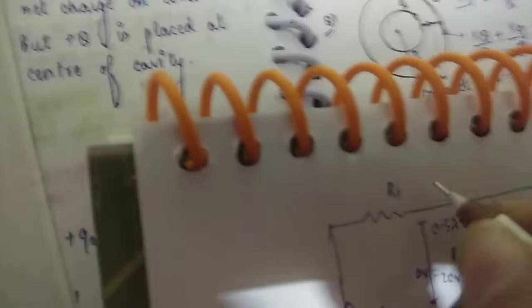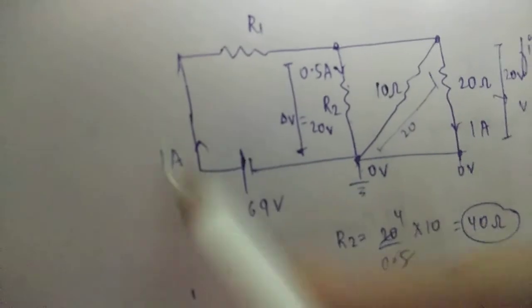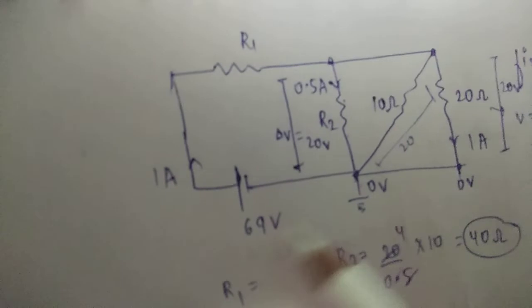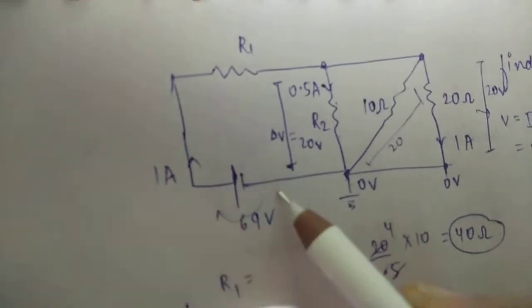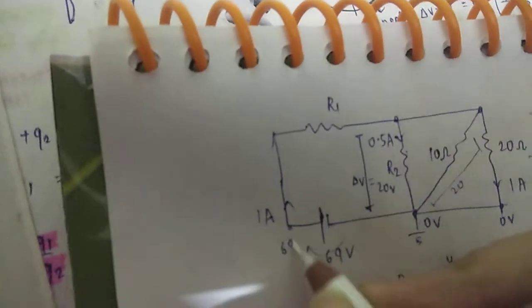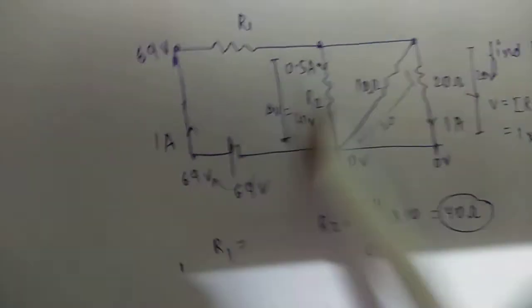Okay, so R1 we can write as here R1. 1 ampere is flowing through this circuit, and I assume 0 volt here. Okay, so we are moving from lower to higher terminal, so it will be 69 volt here. Okay, and it is a straight line, so there would be no resistance in between, so it would also be 69. Okay, and as we know, it is 0 and the difference is 20 volt, so it will be 20 volt.